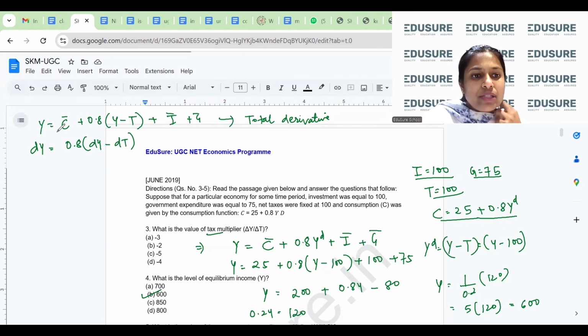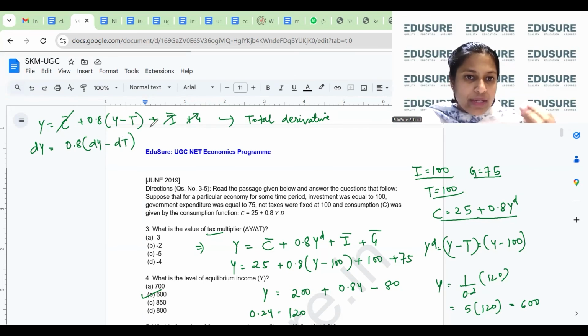And so C bar, I bar, and G bar are all going to be dC bar, dI bar, dG bar, all going to be 0. So the only thing which will have value is dY and dT. So only them we have included in the equation. Everything else is taken as 0.